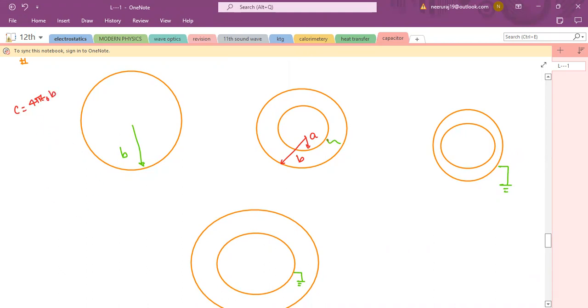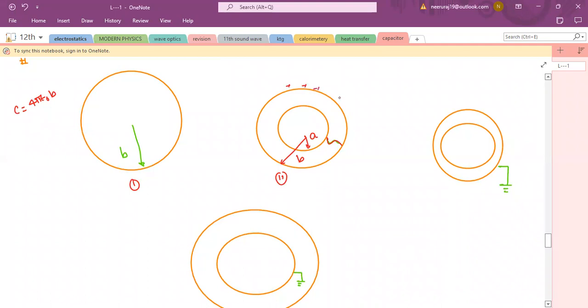Right? In the next question, the second part, the two plates are connected by a conducting wire. As you know, when you connect the plates by a conducting wire, charge goes to the outer surface. So there is no charge on the inner surface, or inner sphere. The total charge is going to be on the outer sphere, right?